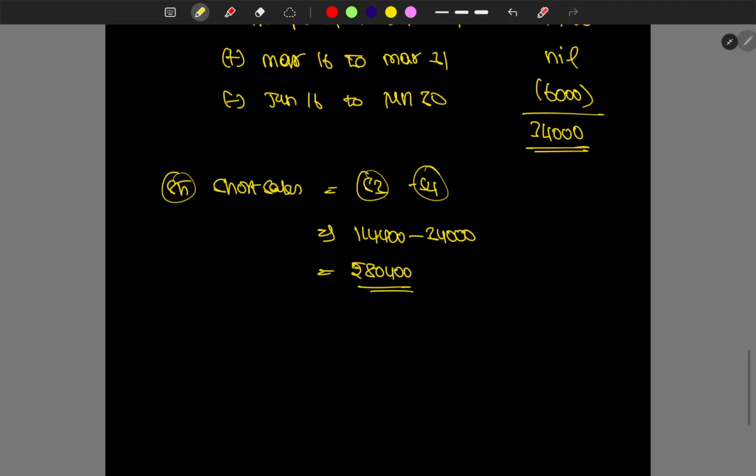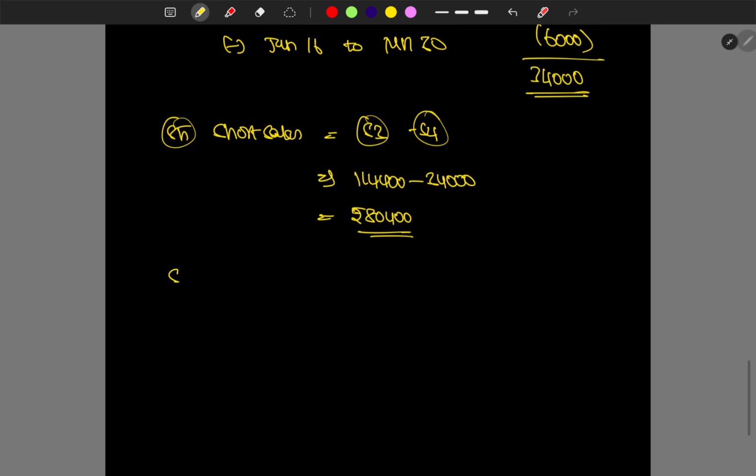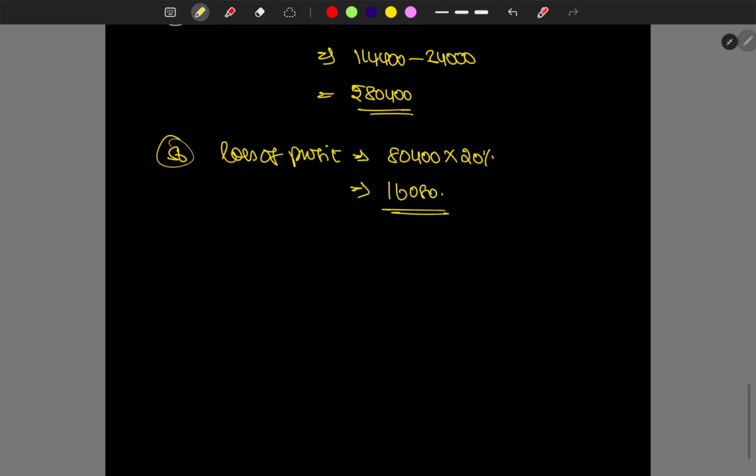That's 80,400. Now let's go to the next one, which is loss of profit. What could be the profit loss for this 80,400, which is 20%, which is 80,400 into 20%, which is 16,080.